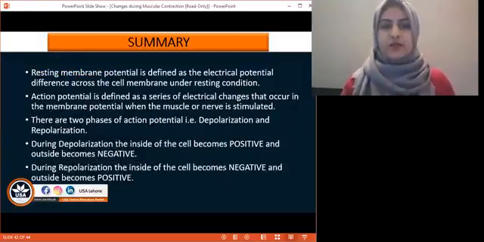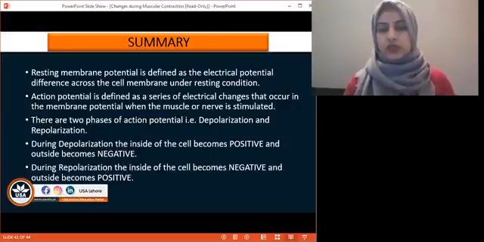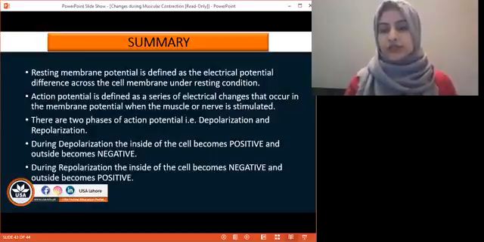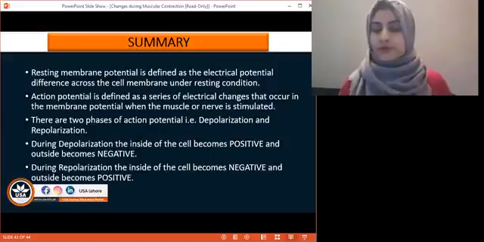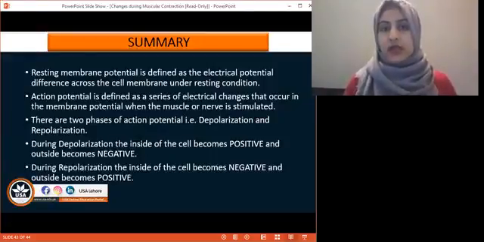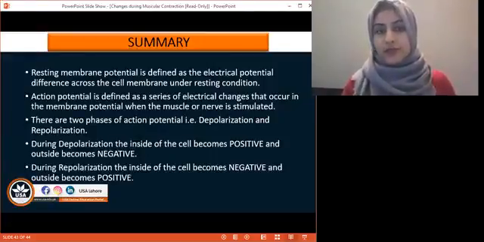So now let's see what we have discussed so far. And after that, I will show you a very good animation on the excitation contraction coupling, the function of troponin and troponin C and tropomyosin, and the sliding theory as well.